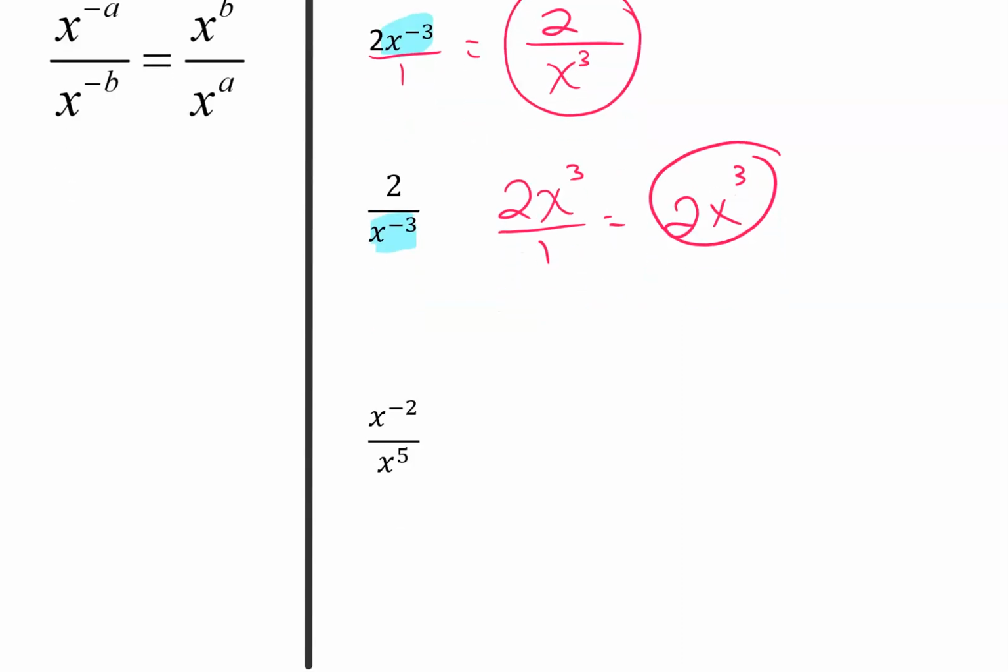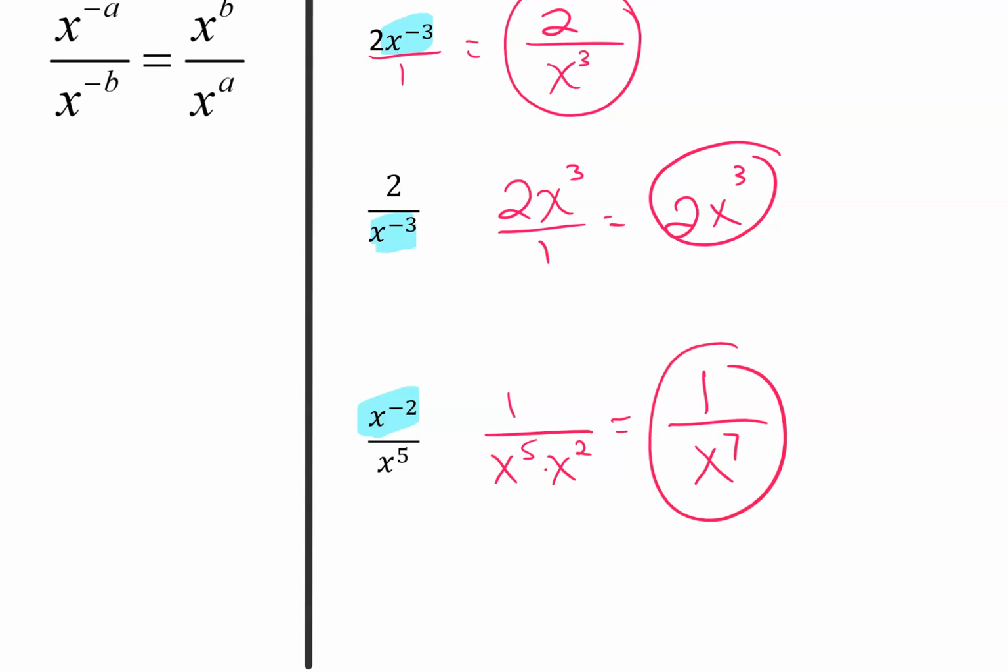And then in our last example here, we have x to the negative 2 over x to the 5th. If we want to subtract them, we could start by subtracting them, or we could say this one is negative, so it needs to move. So it's going to become 1 over x to the 5th times x squared. And when we move it, again, it becomes positive. Now we have the rule that we started with, where we're multiplying x to the 5th times x squared. And that's going to be x to the 7th.